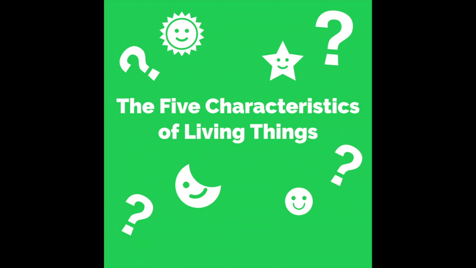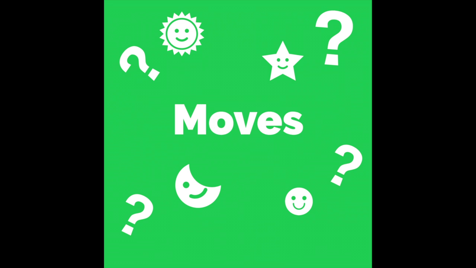So now we're going to show you the 5 characteristics of living things. First off, we're going to show you moves. So, for moves, you just move your body all around, and you just dance a little bit.